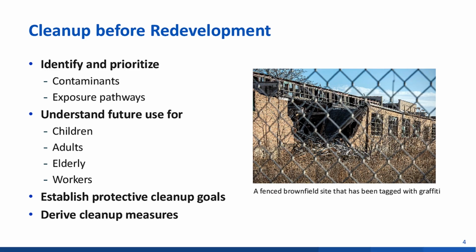Your future users of the site may include children, elderly, adults, and those living or working adjacent to the site. Establish cleanup goals that protect both cleanup workers, the environment, and future users. Create cleanup measures that are consistent with goals and future use. Charette will describe some ways contaminants are cleaned up.